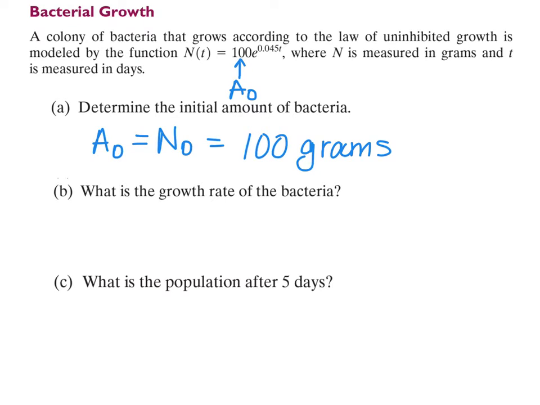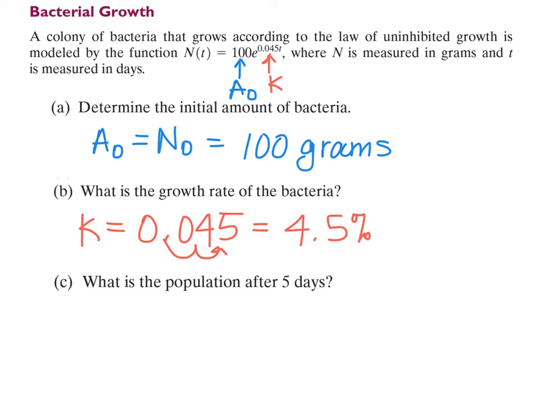And the next thing I need to find is the growth rate of the bacteria. So using that A of t equation that I happen to know, I know that 0.045 is going to be my K. So I just translate that to a percentage and I move the decimal point 2 places to the right. So the growth rate is 4.5%.